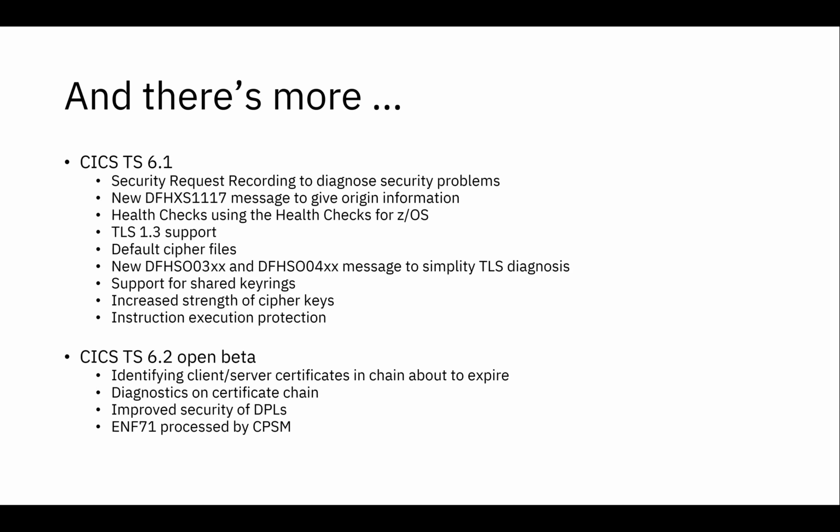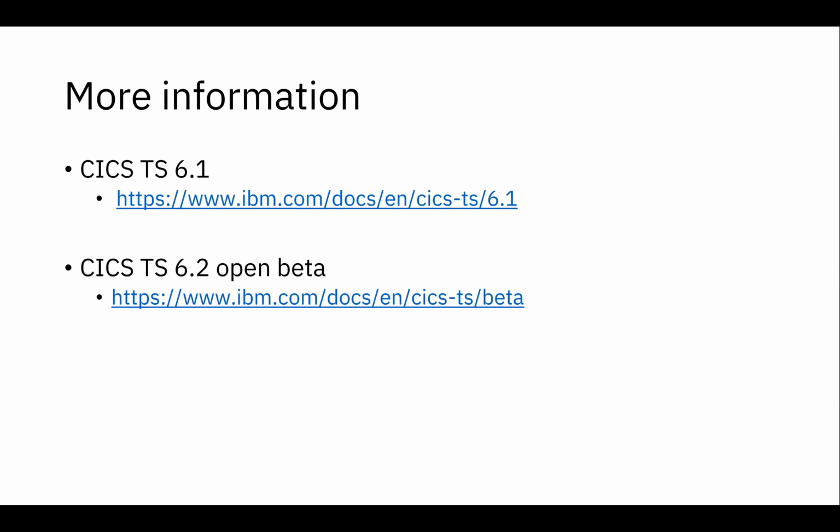One thing to look out for is security request recording, if you've not seen that, as a way of diagnosing security problems on your system if they're difficult to diagnose. There's a whole lot more as well in the open beta, a lot to do with TLS 1.3 and things like that. So a lot to look for. And let's look for that information in the 6.1 documentation.